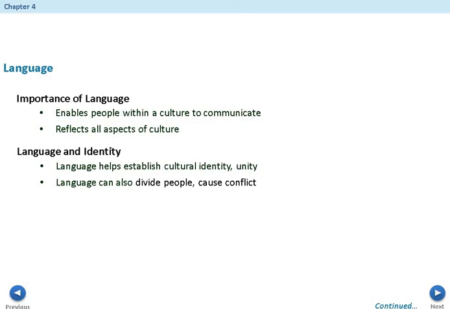Now, we also have an importance of language, and it's kind of interesting because our language, if we really look at it, is kind of interesting. It enables people within a culture to communicate with each other, but it does reflect all aspects of our culture.